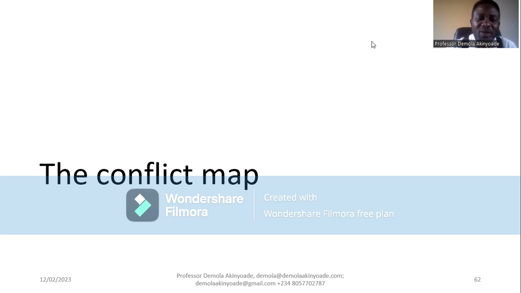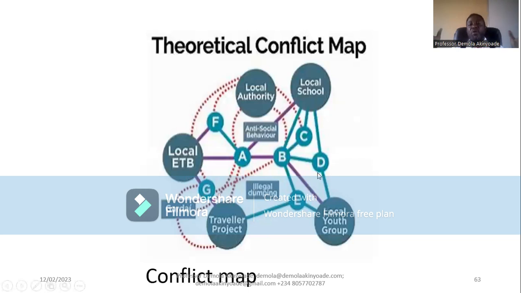Okay, conflict map is another tool. It's different from conflict mapping, although some people use them interchangeably. But technically, and in some books, you find them using them interchangeably. But technically, the map, just like any map, refers to a pictorial representation of somewhere or something. Whereas mapping is gathering information to help us make sense of something.